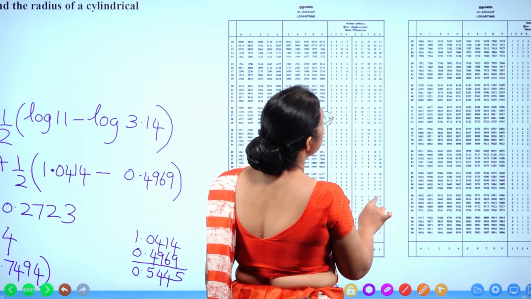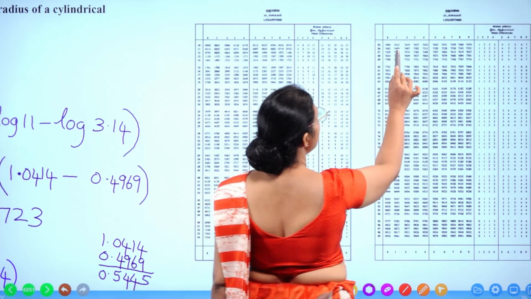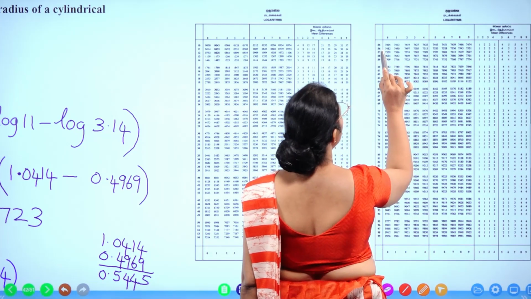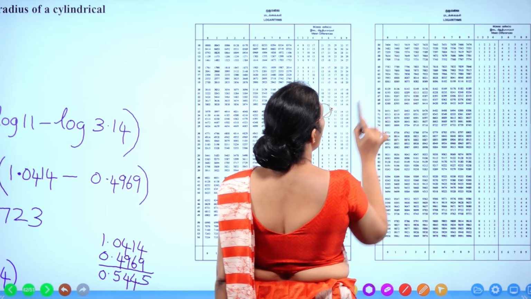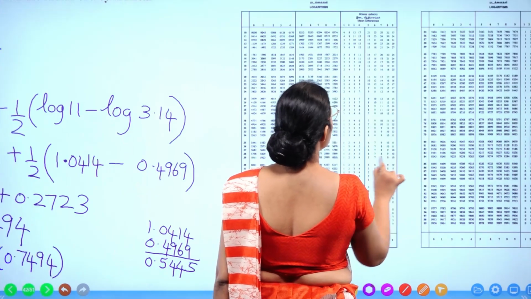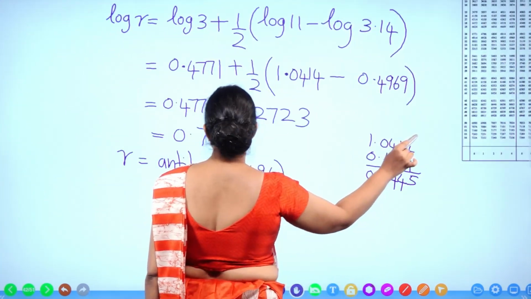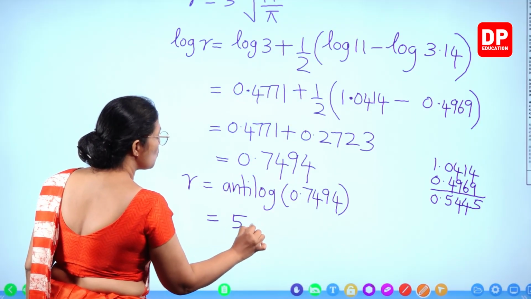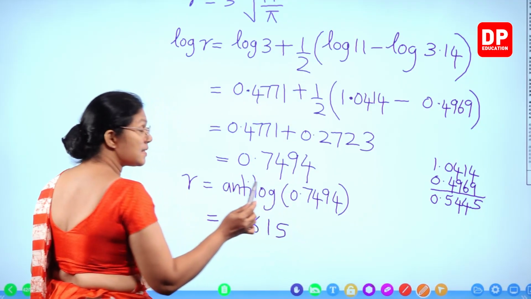7494. 90 is there. 7490. So we need another 4. That's from 5. 5615. 5615 is the answer. 5615. And the mantissa is 0.